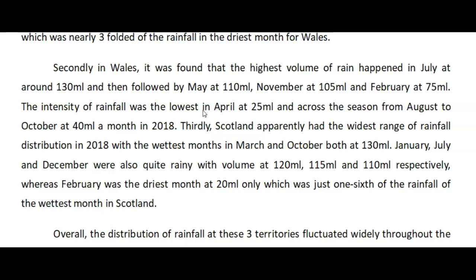Thirdly, Scotland apparently had the widest range of rainfall distribution in 2018, with the wettest months in March and October, both at 130.